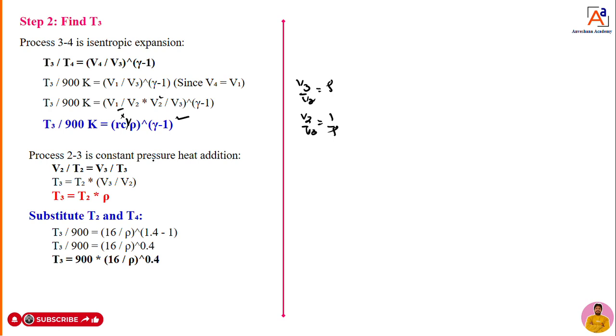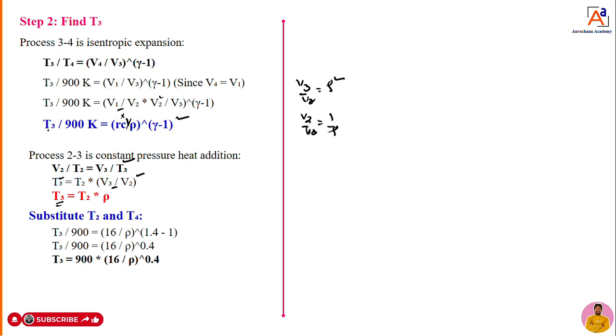Sorry. Next, constant pressure heat addition. For constant pressure heat addition, we know already V2 by T2 is equal to V3 by T3. So therefore, I will take the value of T3 outside. So T3 is equal to T2 into V3 by V2. As I told, what is V3 by V2? V3 by V2 is nothing but rho. Yes, I will substitute here. T3 is equal to T2 into rho.